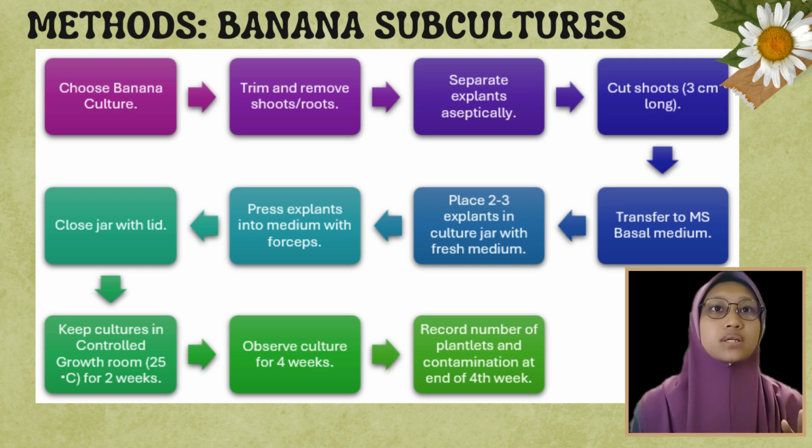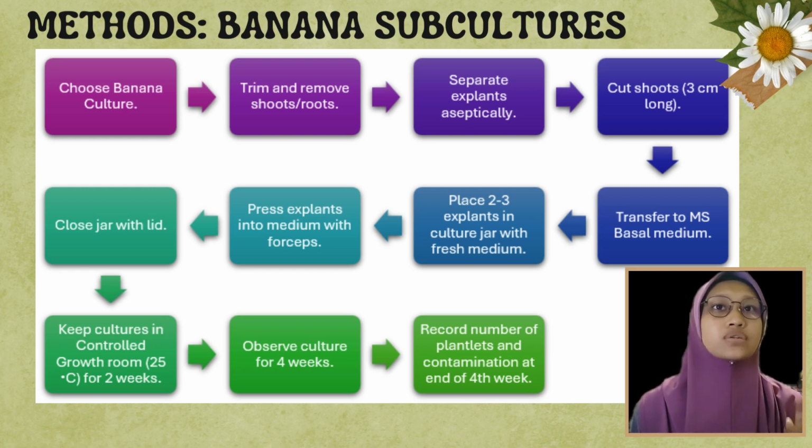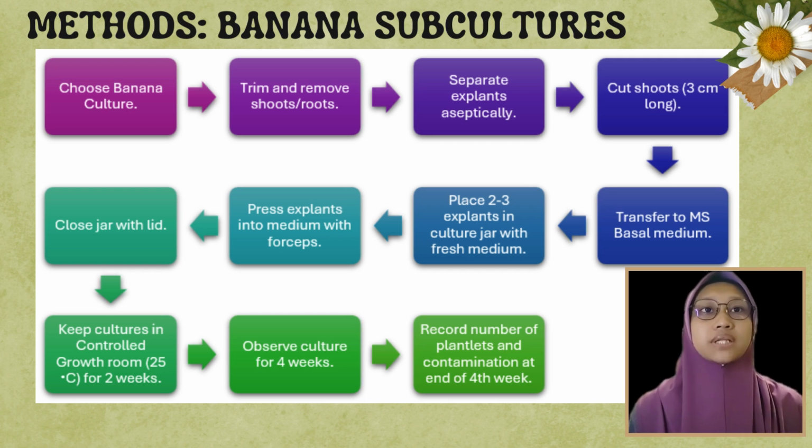Then the plants were gently pressed down with forceps slightly into the medium and the jar was closed using a jar lid. The cultures were kept in a controlled growth room at a temperature of 25 degrees for 2 weeks. Then the culture was observed for 4 consecutive weeks, and the number of plants obtained and the contamination at the end of the 4 weeks were recorded.